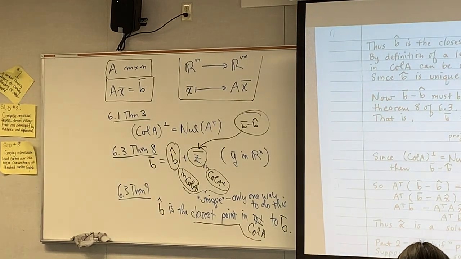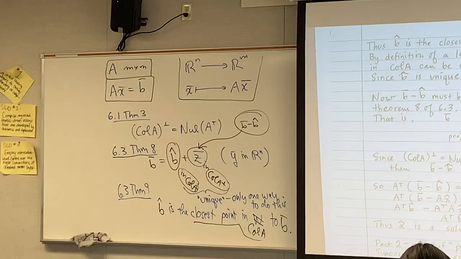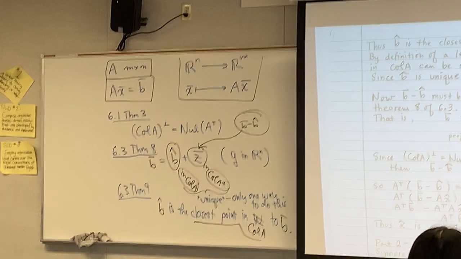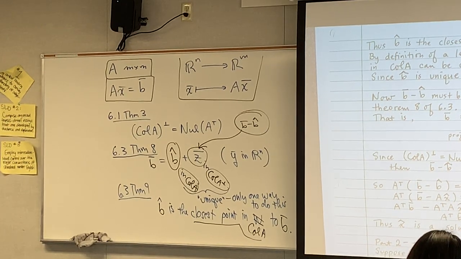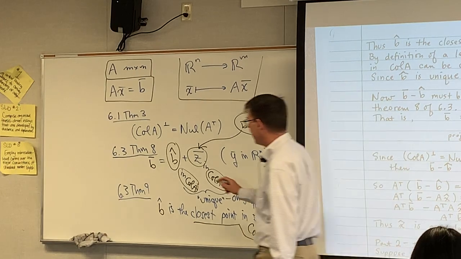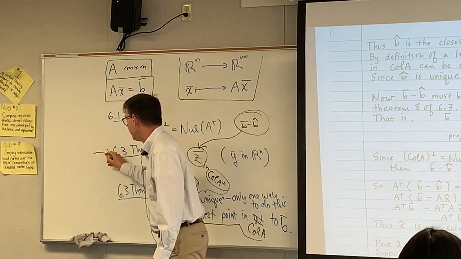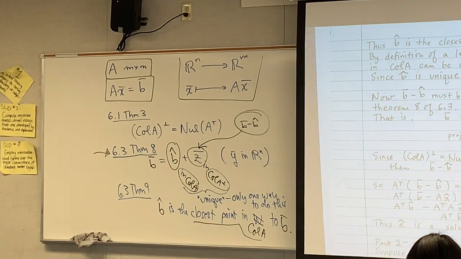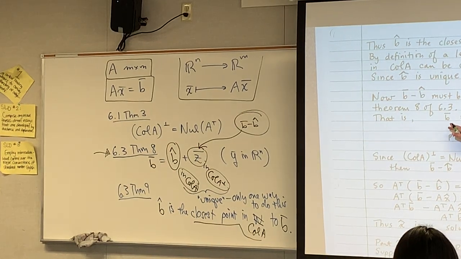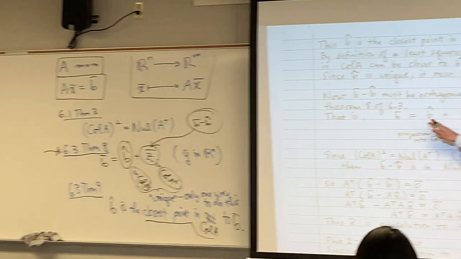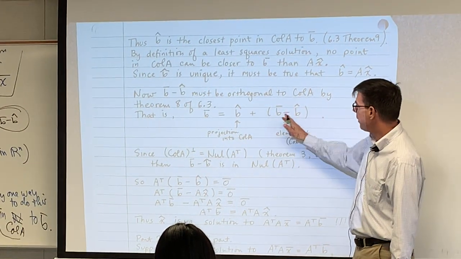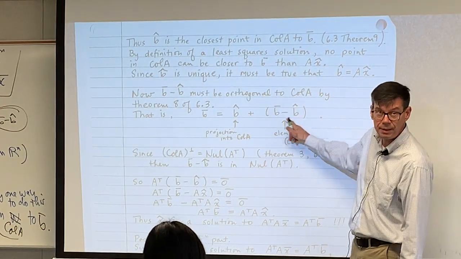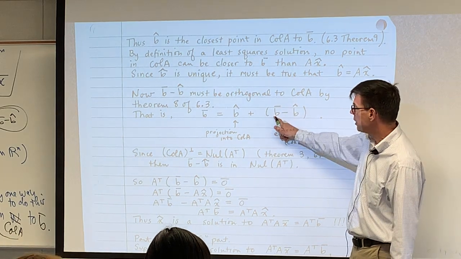In other words, B minus B hat must be orthogonal to the column space of A. And that's by theorem 8.6.3. Again, I'm just referring back to that from an earlier section. And now I'm just rewriting, kind of reiterating this. B is B hat plus B minus B hat. This is the same as Z, what we used as Z notation before.